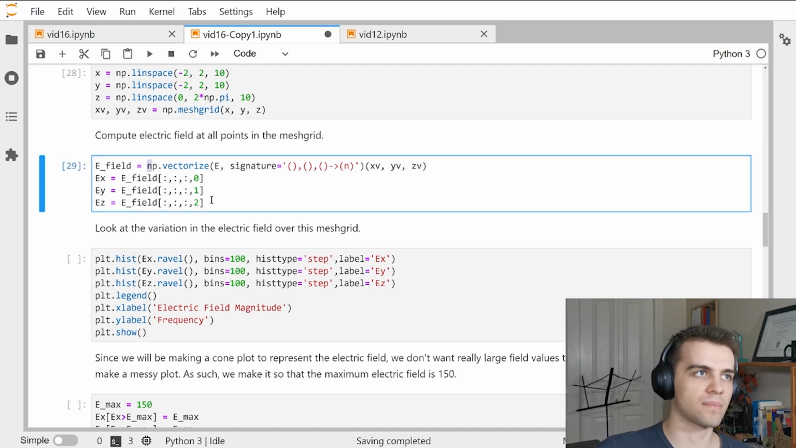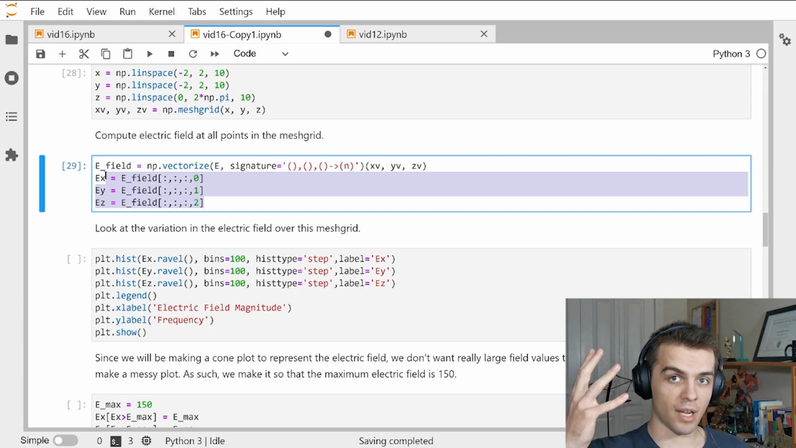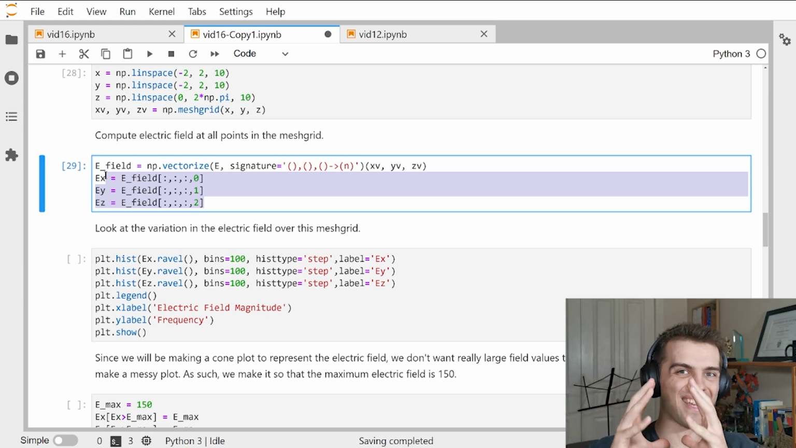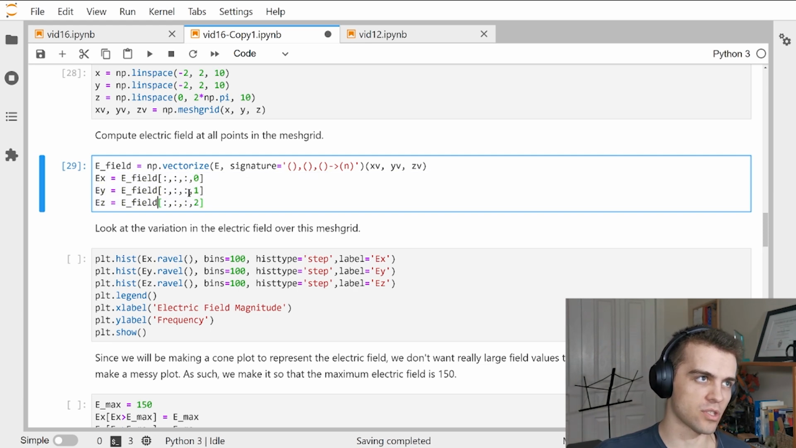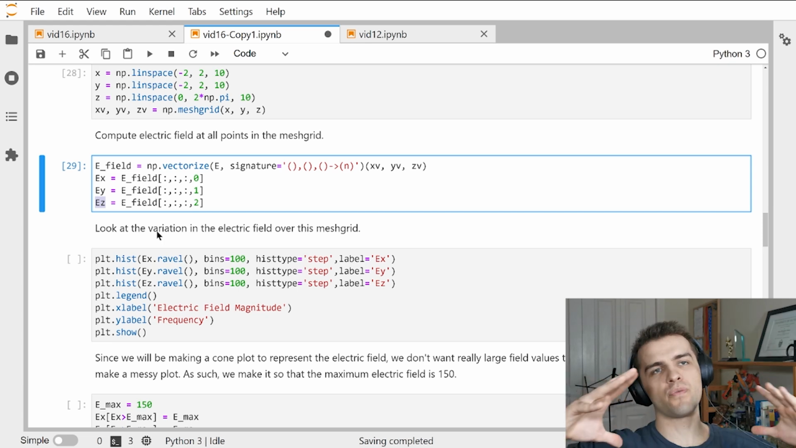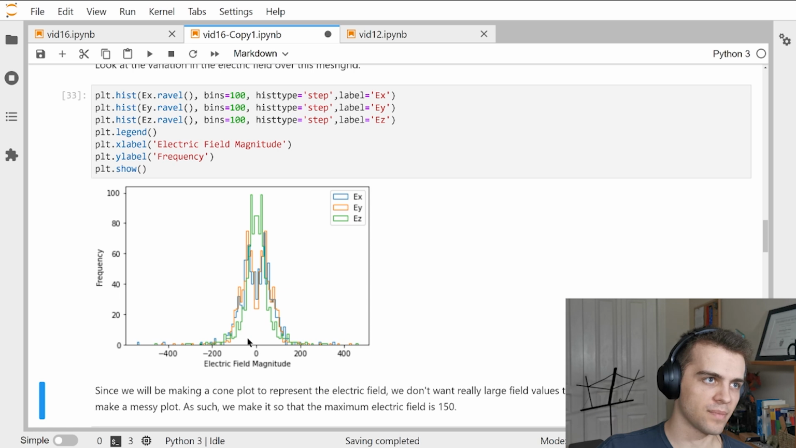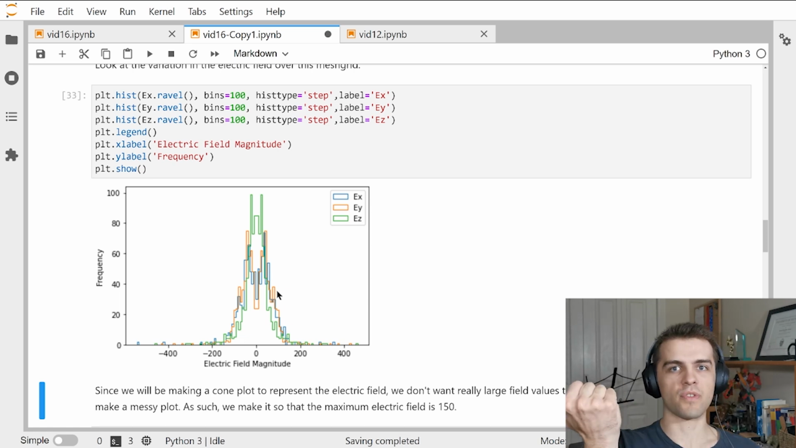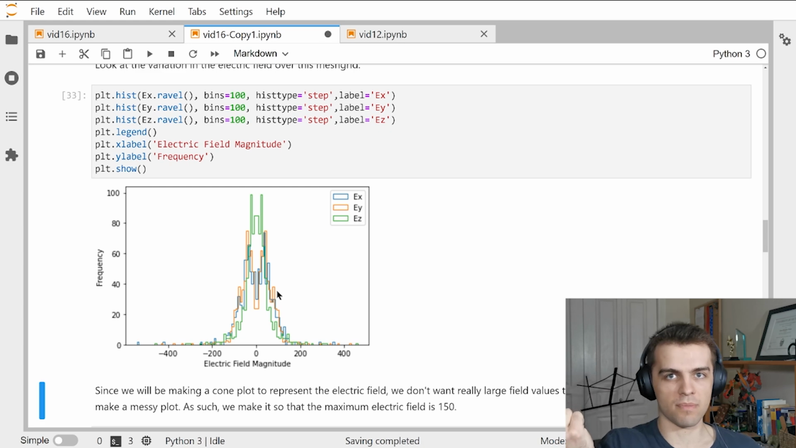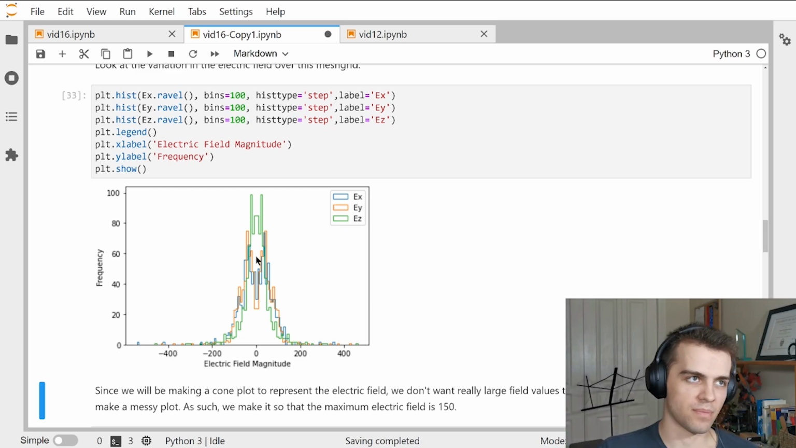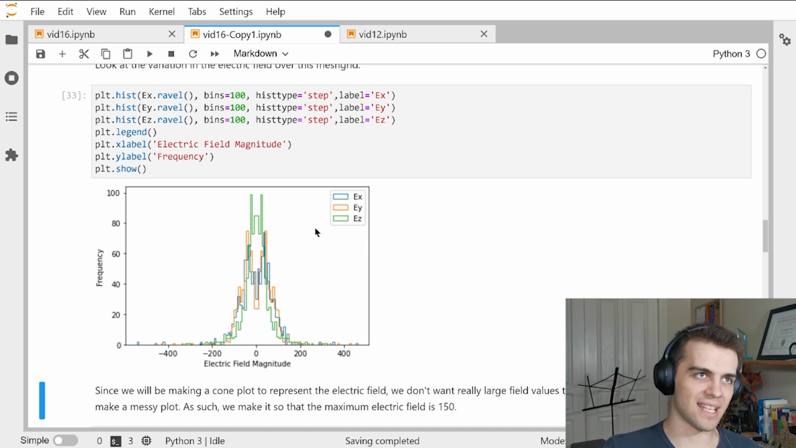Again, I recommend if you're unsure of this, look at my NumPy tutorial video and make sure you understand how array indexing works. This is important for dealing with these sorts of problems. And then I can look at the electric field at all locations because now I have Ex everywhere, Ey everywhere, and Ez everywhere. But I want to look at how the electric field varies over this mesh grid. And you'll note that there's some variation here, right? For example, Ex is sort of centered around 0. So sometimes the electric field is pointing in the positive X direction, sometimes in the negative X direction. Same thing with Y and Z. So this is like a histogram of the electric field, X component, Y component, and Z component here.